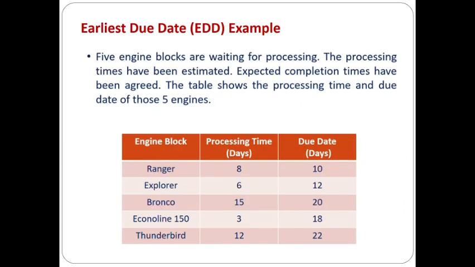So there is an example given. 5 engine blocks are waiting for processing. These are all the 5 engine blocks. The processing times are given in days and the due date is also given for all the 5 engine blocks. So determine the schedule by using the EDD rule, that is earliest due date first. So first we have to resequence or rearrange the entire engine blocks in increasing order of the due date, that is the least due date first.